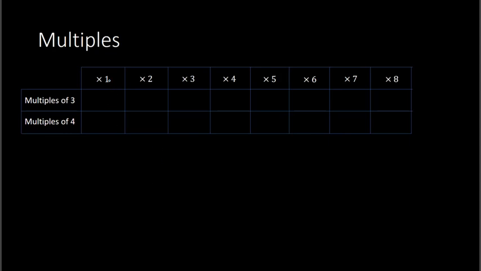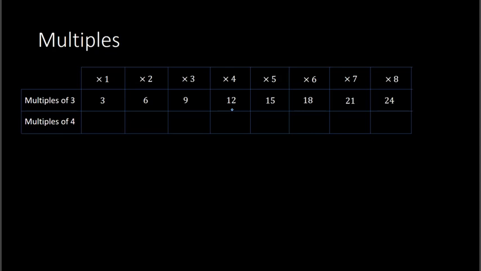So we start with number 1, so 3 times 1, and then that gives me 3. Multiply by 2 to get 6, and then by 3 to get 9, and then 12, 15, 18, 21, 24, etc. So multiples of 3 would be all these numbers here in the box. Okay, 3, 6, 9, 12, etc.